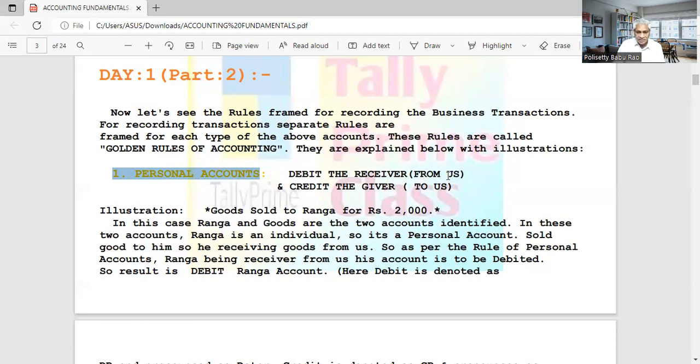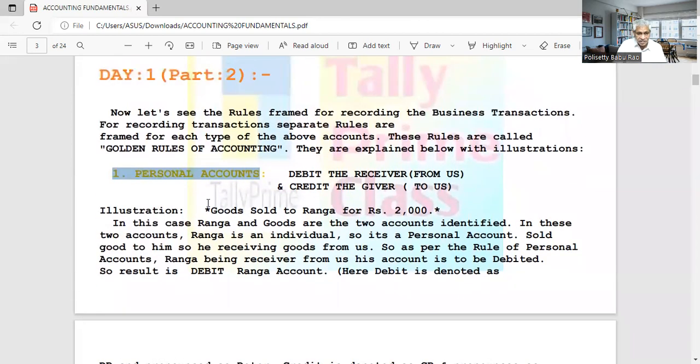If he is receiving from us, his account is to be debited. If he is giving to us, his account is to be credited. This is the rule. We have to remember this rule even when we are sleeping. If this is asked, you have to give the correct rule. Without these basic golden rules of accounting, there is no accounting at all. That's why you must be very careful. You have to learn it and should not forget it during your whole life. So the rule is: debit the receiver, that is, receiving from us; credit the giver to us.